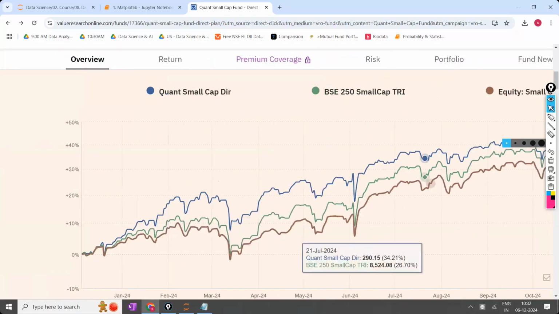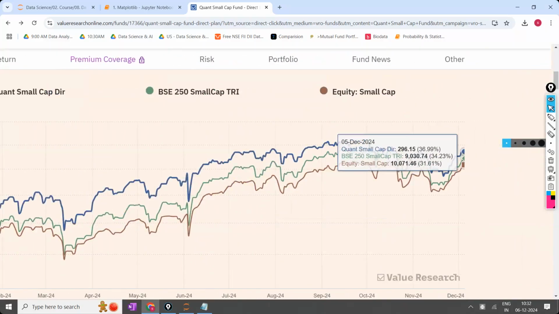Now today, what is the latest value? Let us keep the last one. Write it now: 296. Second one is 9030. Third one is 10,071. That is your selling price. For blue, you have bought at 232 and you have sold at 296.